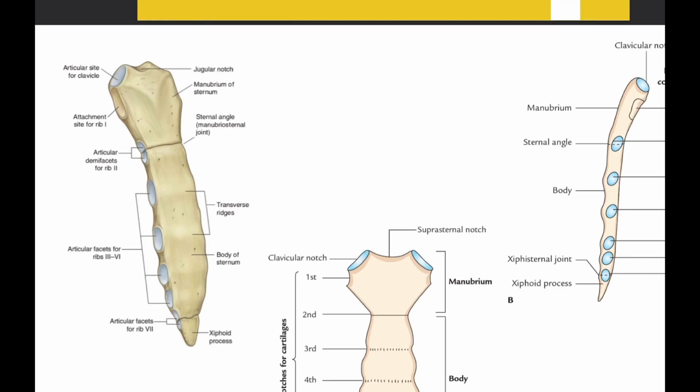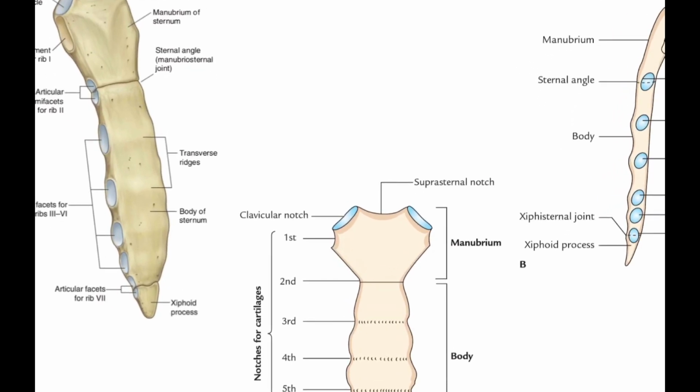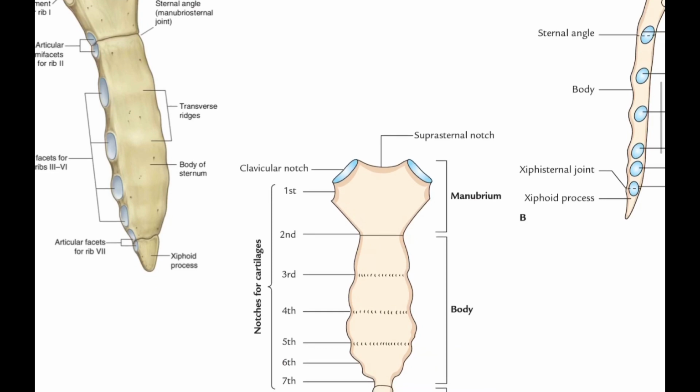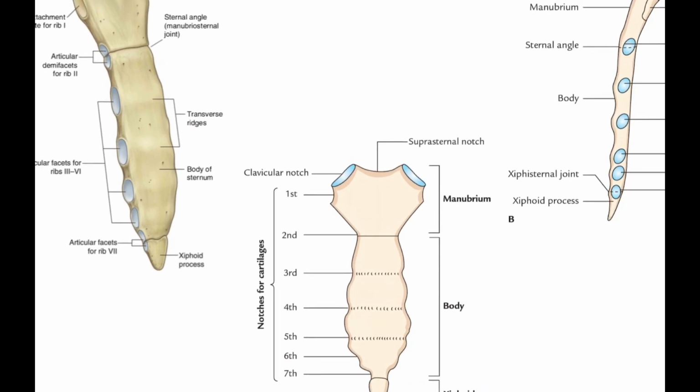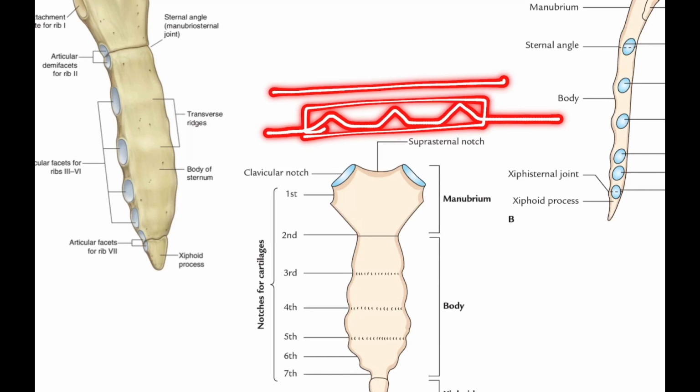The sternal angle can be felt as a transverse ridge on the sternum. So the sternal angle, this is the sternal angle. It can be felt as a transverse ridge. The word ridge means a transverse line that has something like a mountain. So this is a ridge.